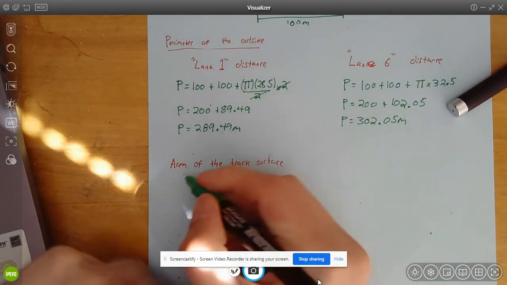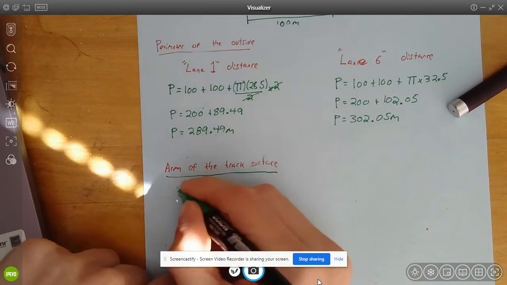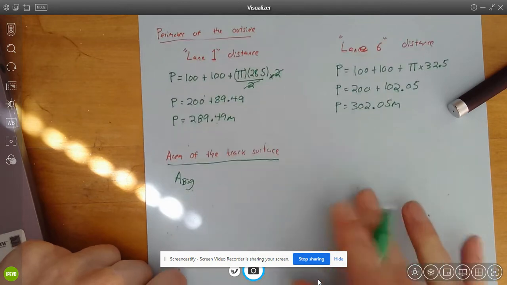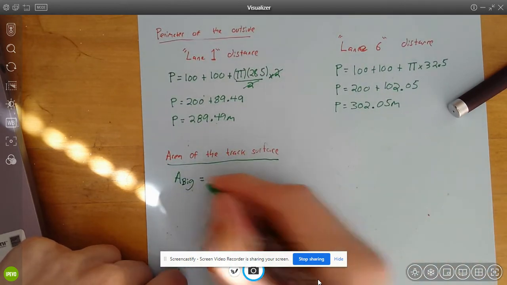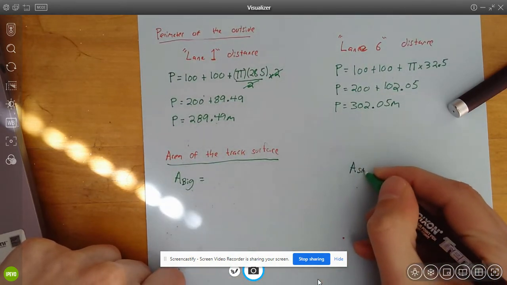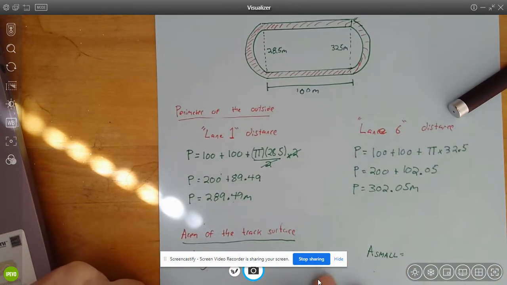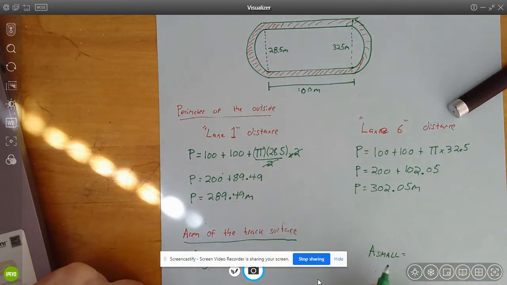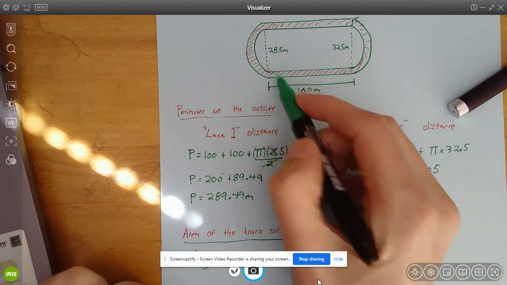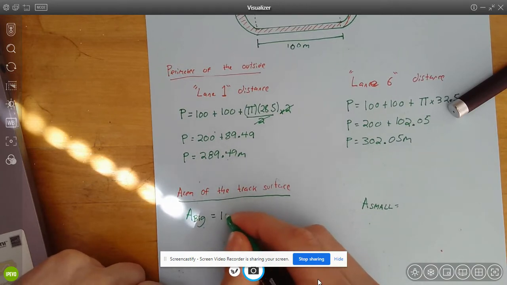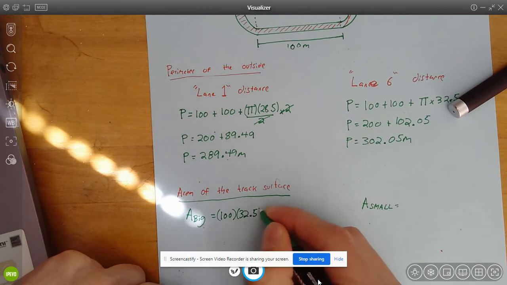So the first thing I'm going to do is find, let's just call it A big, and remember we can use subscripts to label. And then we're also going to find A small. To find the area of composite shapes, I want to break up the shapes. They're always kind of broken up nicely for me. So the area of that big one, well, I've got a big rectangle in the middle. Rectangle is just width times length, so I'm going to have 100 times 32.5.